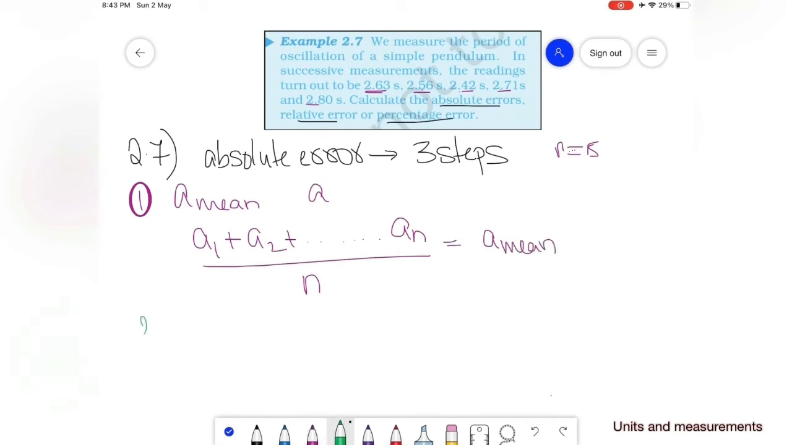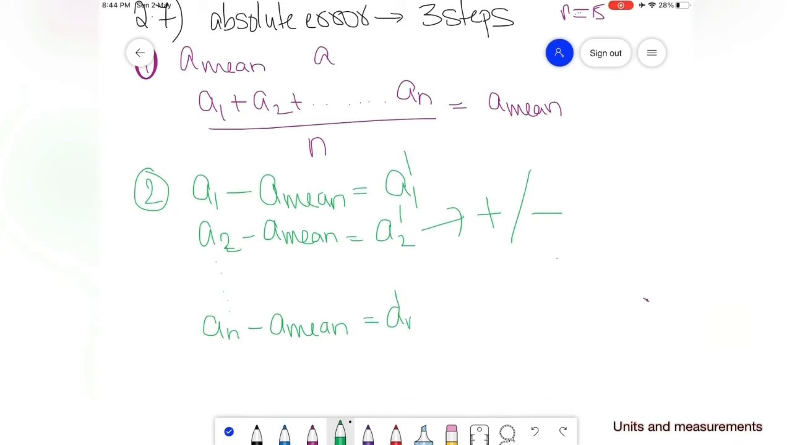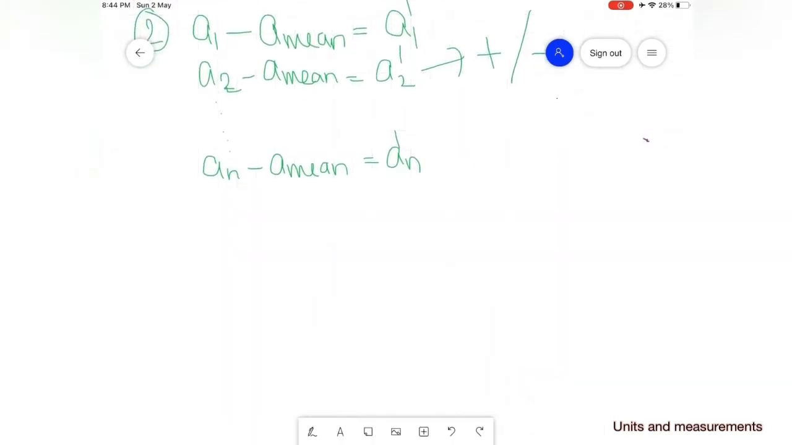Now let's do part 2. The second step is you have to subtract the mean value from each value. We found the mean value before. Suppose this is A dash. We have to do this for every single value that has been given. So we do A2 minus A mean, that is A2 dash. These values can be either positive or negative. If A2 is smaller than A mean, we get a negative value. If A2 is greater than A mean, we get a positive value. So that's the second step.